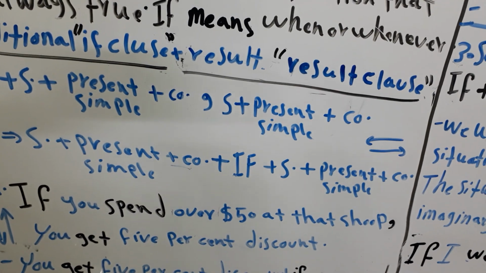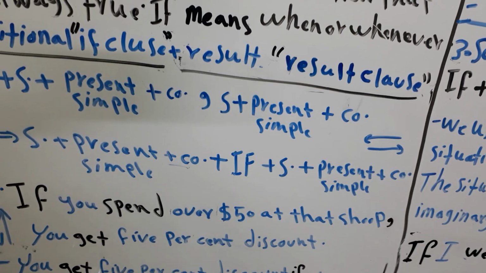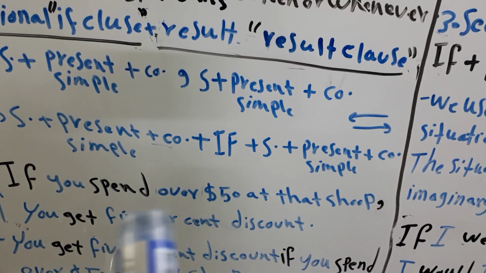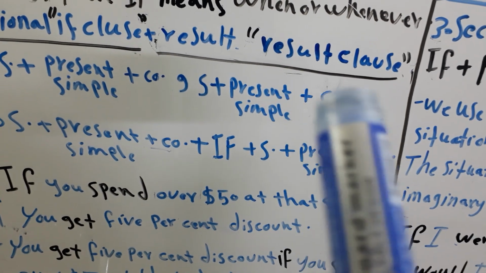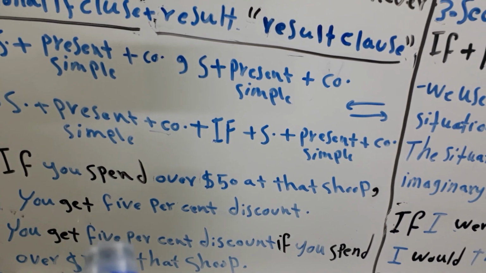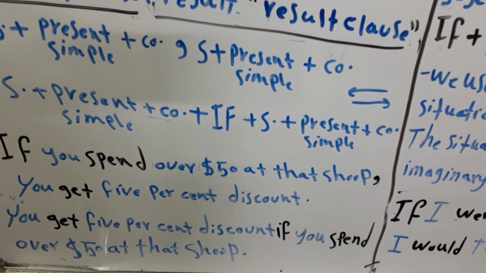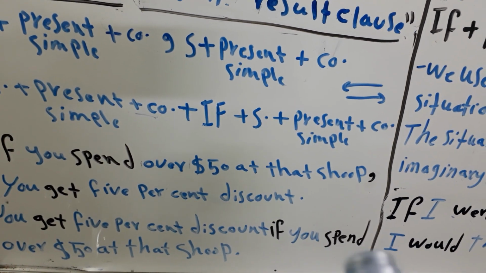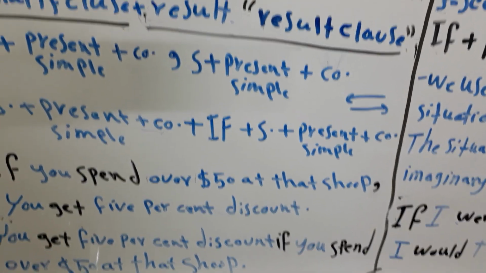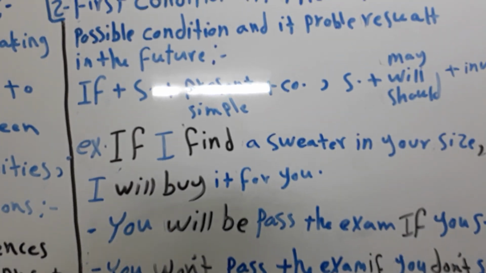If you spend over $50 at that shop, you get 5% discount. I can put the result clause before the if clause as in this example. You get 5% discount if you spend over $50 at that shop. Okay? Now, let me talk about the first conditional.